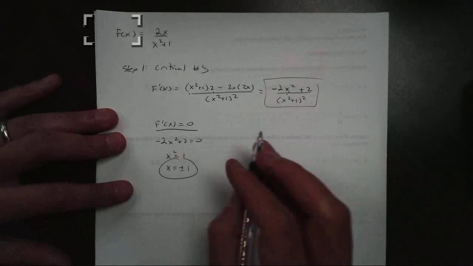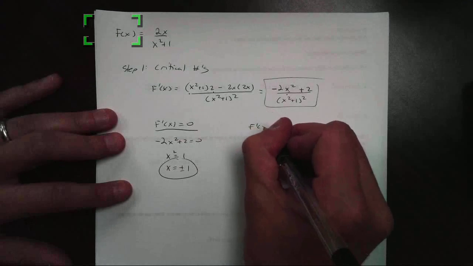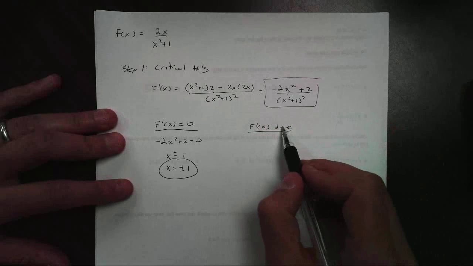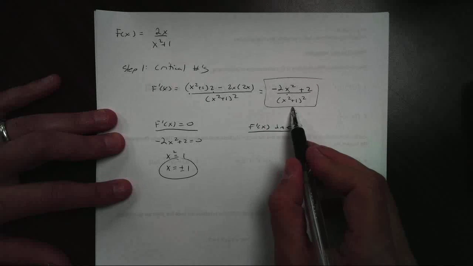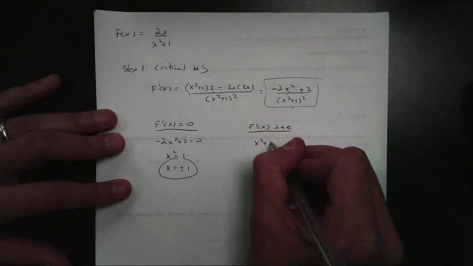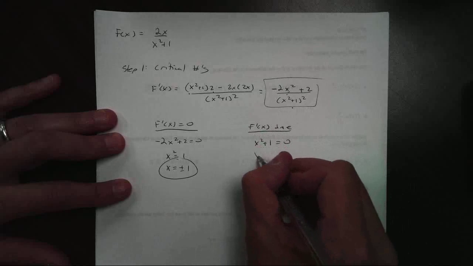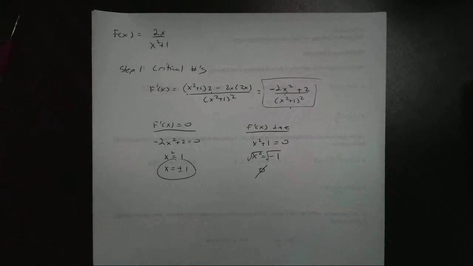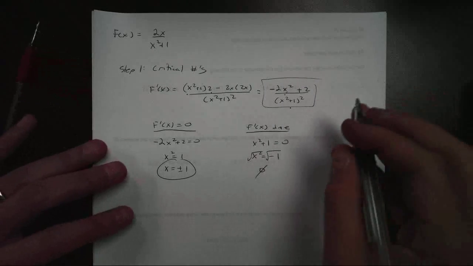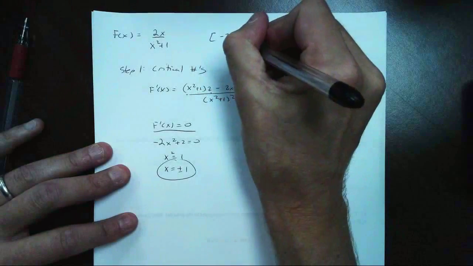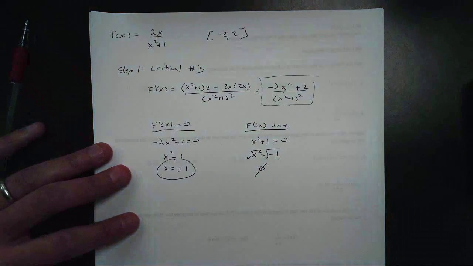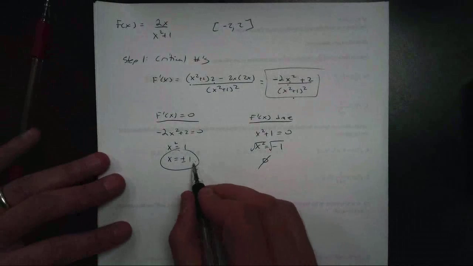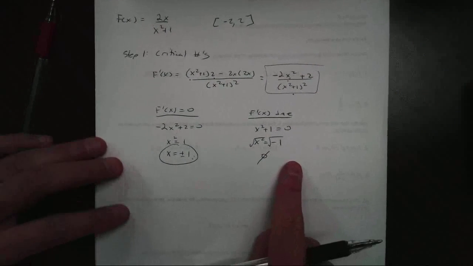Very easy to do. Where does the derivative not exist? Now here's our problem. The one thing you can't divide by is 0. So I set the whole bottom equal to 0. Try solving that one. And we can't. So nowhere will this not exist. Now the one thing I did forget, we do have a domain restriction from negative 2 to 2. So we got our critical numbers, just 1 and negative 1. Nowhere does it not exist.